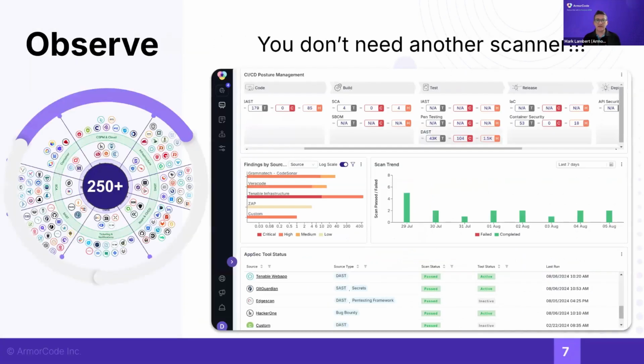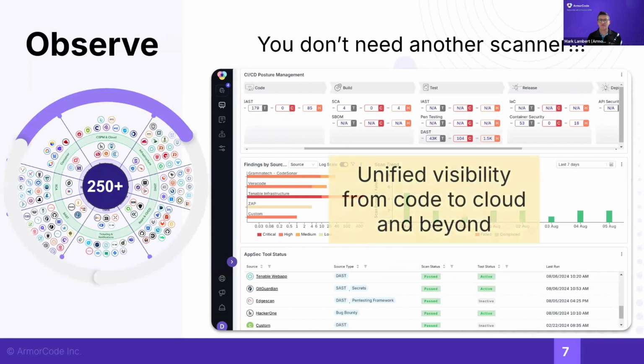So when we start thinking about observe, this is again where we're trying to bring in the data from the entire ecosystem and really unify visibility from cloud to code, and really beyond just cloud, because while we may be cloud focused today, many enterprise organizations are going to still have a lot of business critical systems that aren't cloud native, that aren't deployed in the cloud. And we need to take that into consideration.